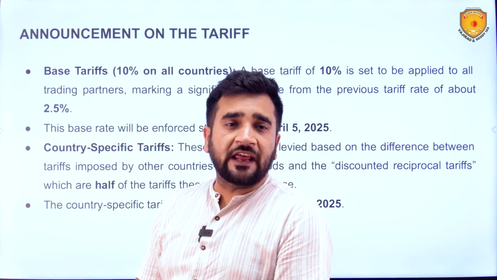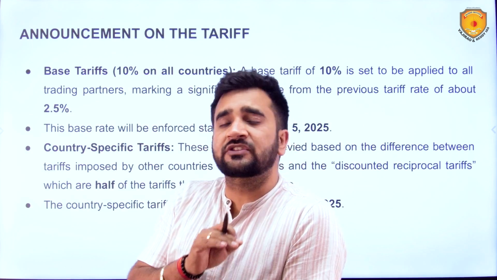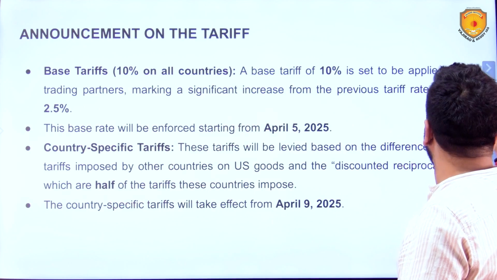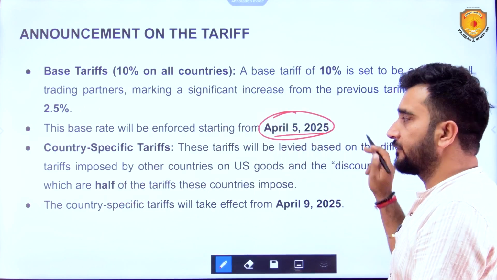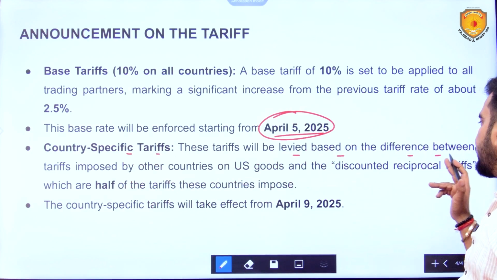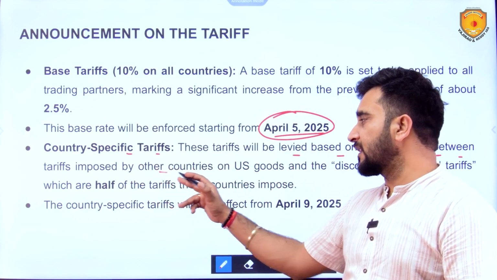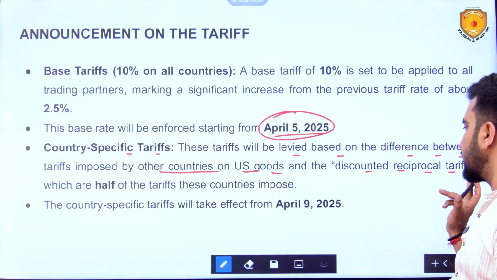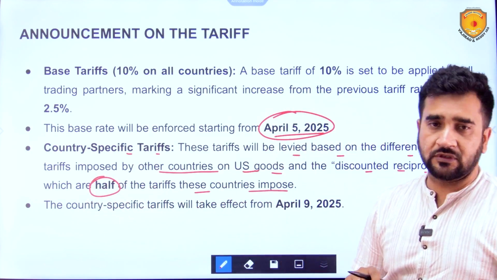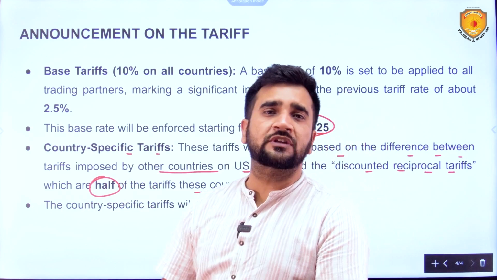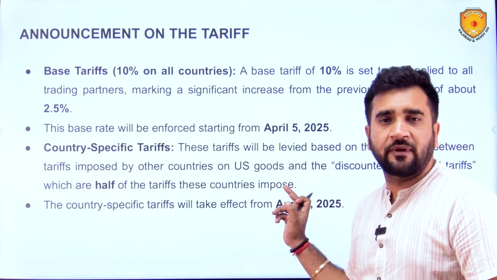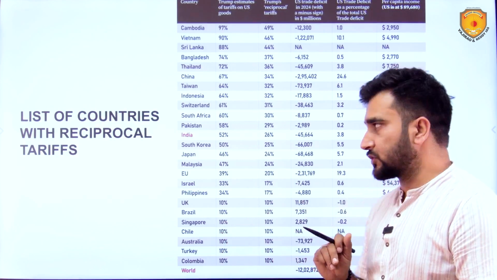Now, the announcement on tariffs. He said that a base tariff of 10% will be levied on all countries. Earlier it was 2.5%. So the base rate will start from April 5, 2025. Country specific tariffs: these tariffs will be levied based on the difference between tariffs imposed by other countries on US goods and the discounted reciprocal tariffs, which are half of the tariffs these countries impose. So for example, India on an average imposes 52% tariffs. Then on India, or goods coming from India, a 26% tariff will be imposed.